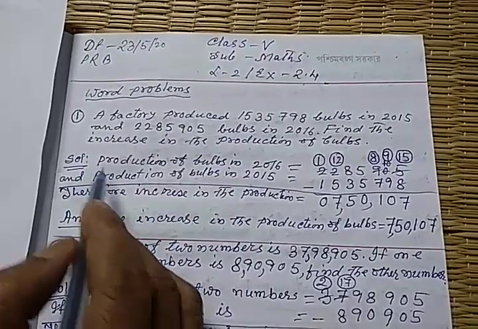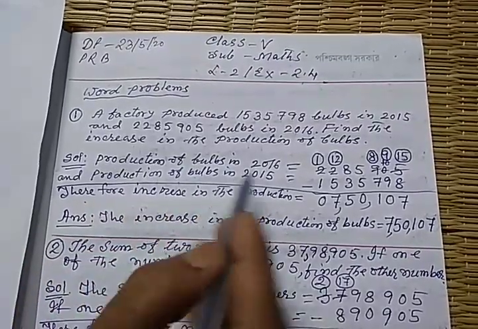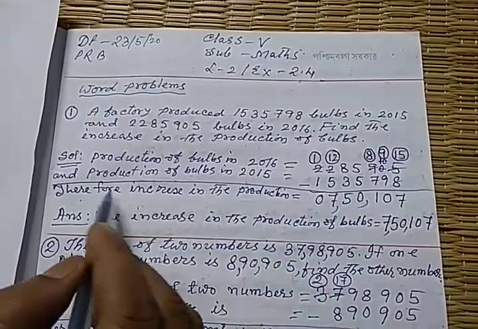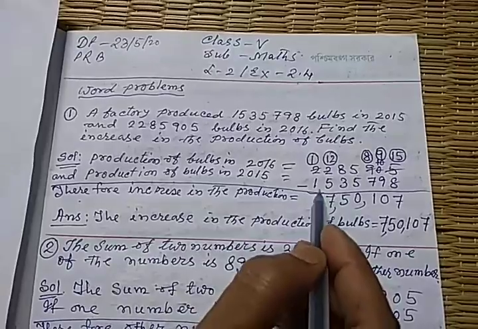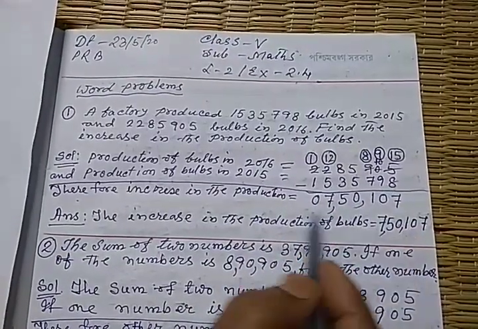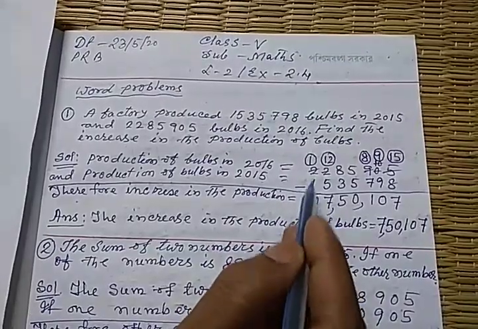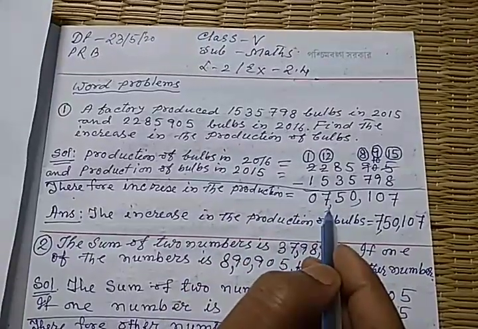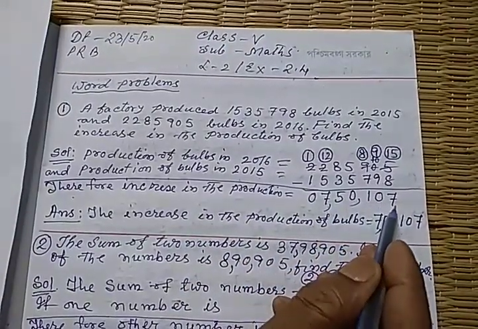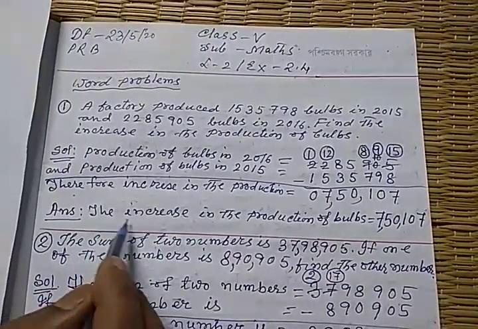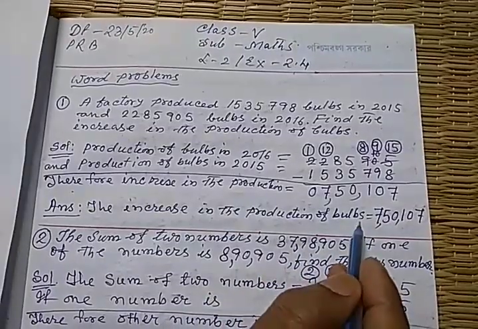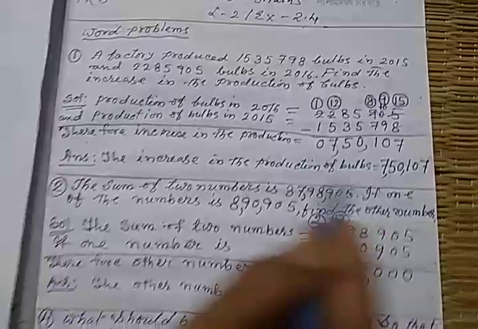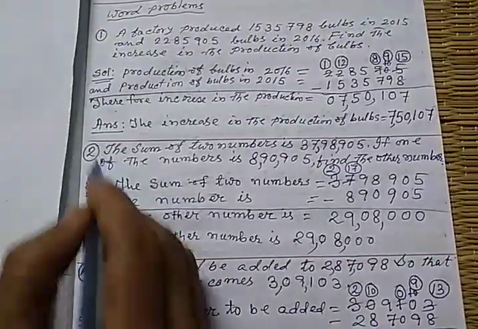So we can solve it like this. Production of bulbs in 2016 is 2285905, and in 2015 it is 1535798. After subtracting these two numbers, we have therefore the increase in production is 750,107. So you can write the answer like this: the increase in the production of bulbs is 750,107.